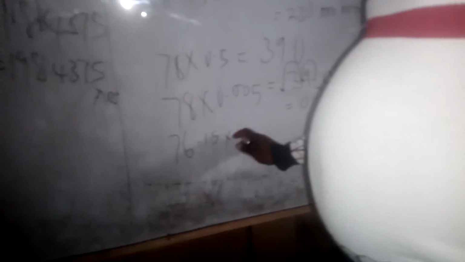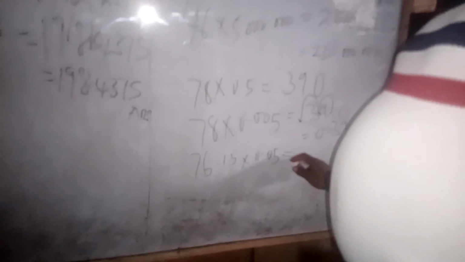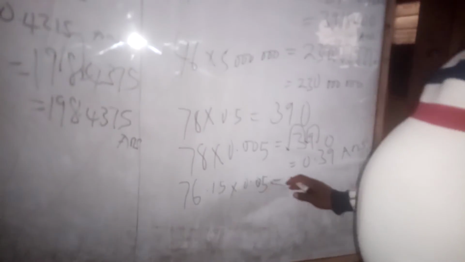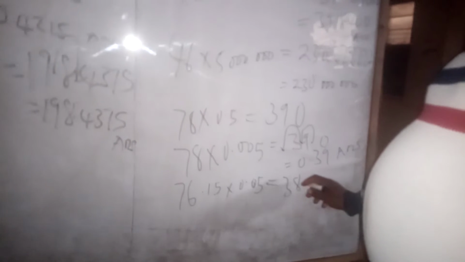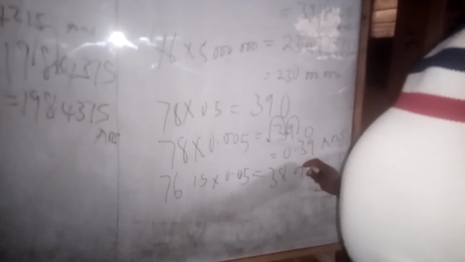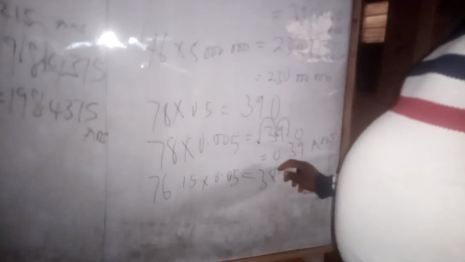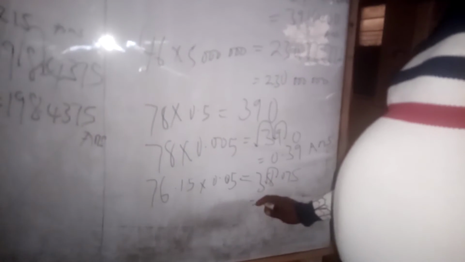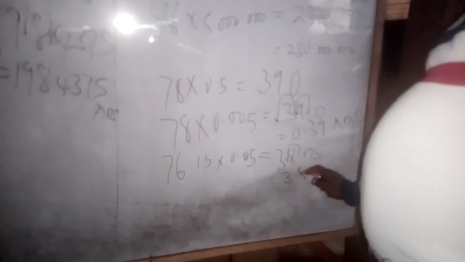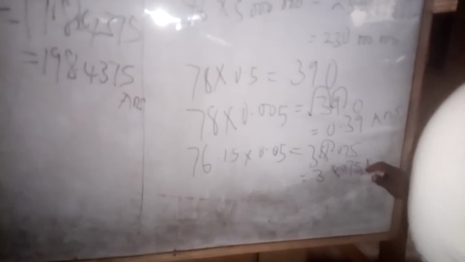So even if I have 76.15 times 0.05, I don't have to bother myself. Half of this is 38.075. How many zeros are inside the decimal part? 1 zero. So I shift backward one step. So the answer becomes 3.8075, and that becomes your answer.